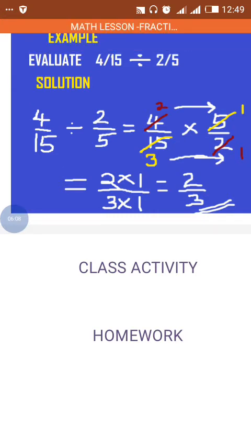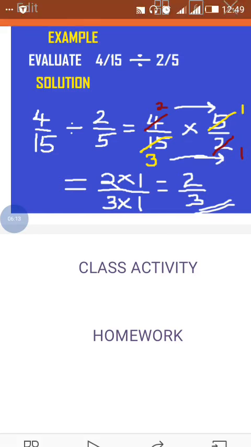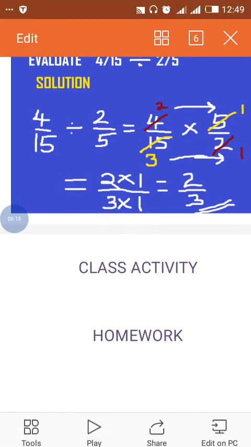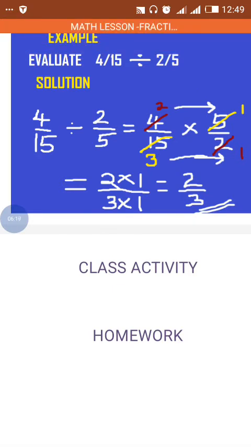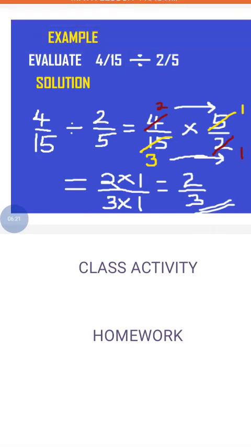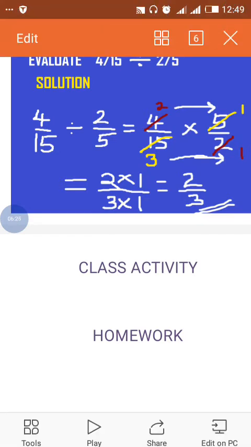So 2, which is the denominator of the second fraction, will cancel itself and you get 1. And 4, it will also cancel 4 because denominators always cancel numerators. They don't multiply, but they divide. So 2 cancels 4. 4 is the numerator of the first fraction. So 2 cancels 4, you get 2. Or 2 divides 4, you get 2.